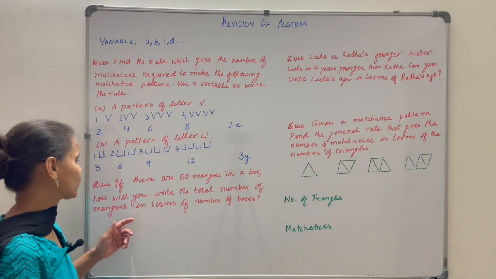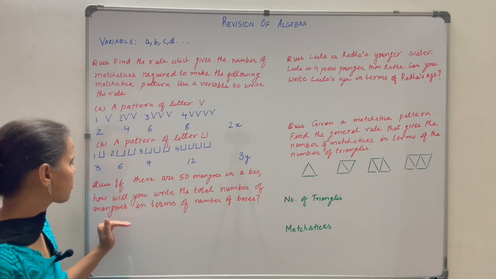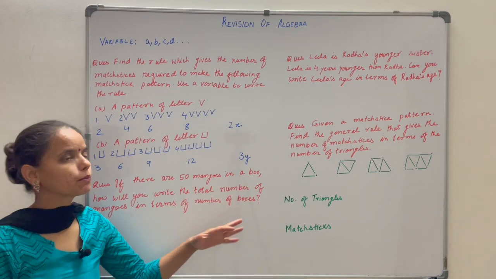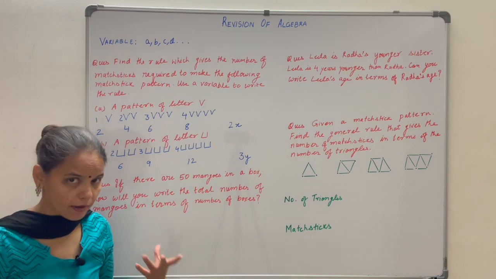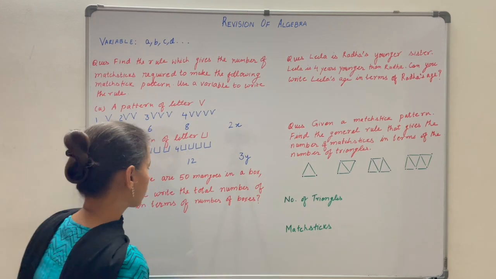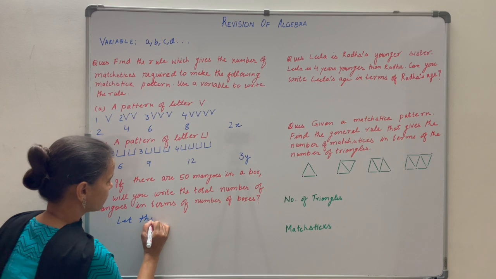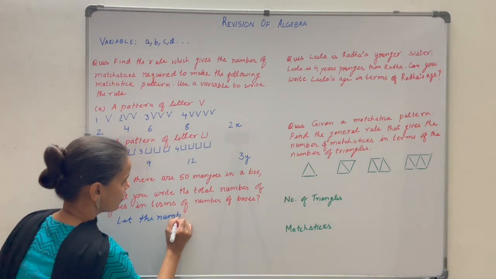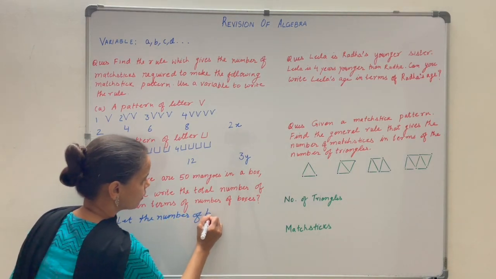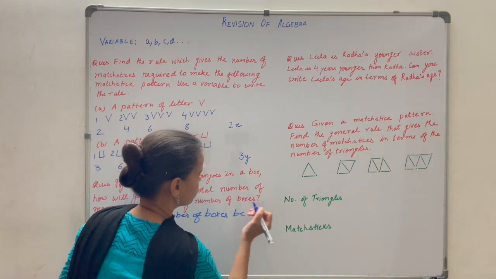Now let us take this question. If there are 50 mangoes in a box, how will you write the total number of mangoes in terms of the number of boxes? So you have to assume a variable here, a variable for the number of boxes. So let us write that. Let the number of boxes be B.